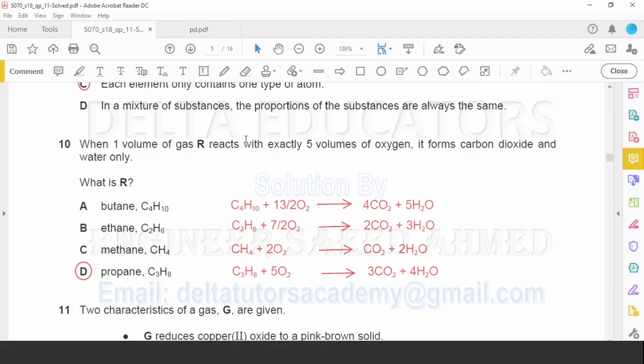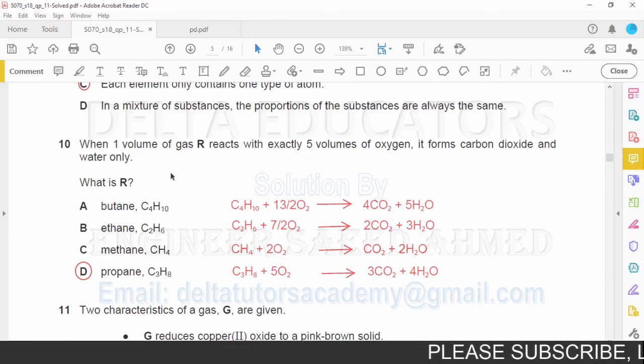Question number 10. When 1 volume of gas R reacts with exactly 5 volumes of oxygen, it forms carbon dioxide and water only. What is R? First thing, we know that 1 mole of any gas at room temperature and pressure occupies 24 decimeter cube of volume, that is called molar volume. So we can say we have taken 1 mole of this gas and 5 moles of oxygen.